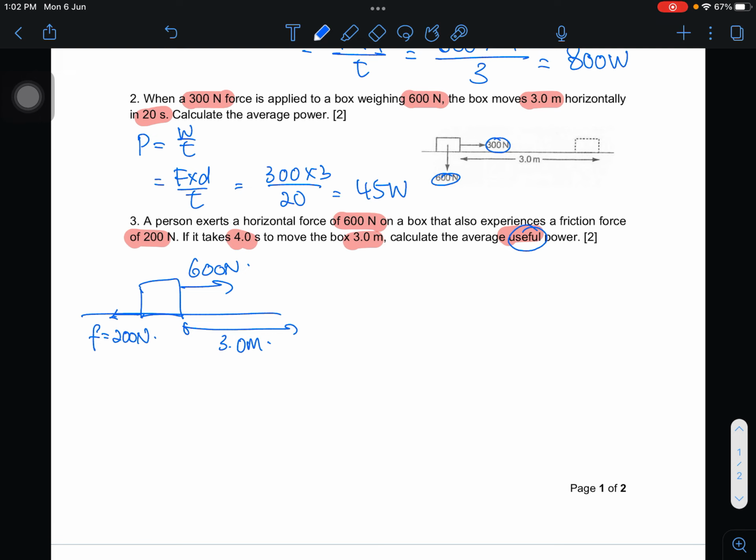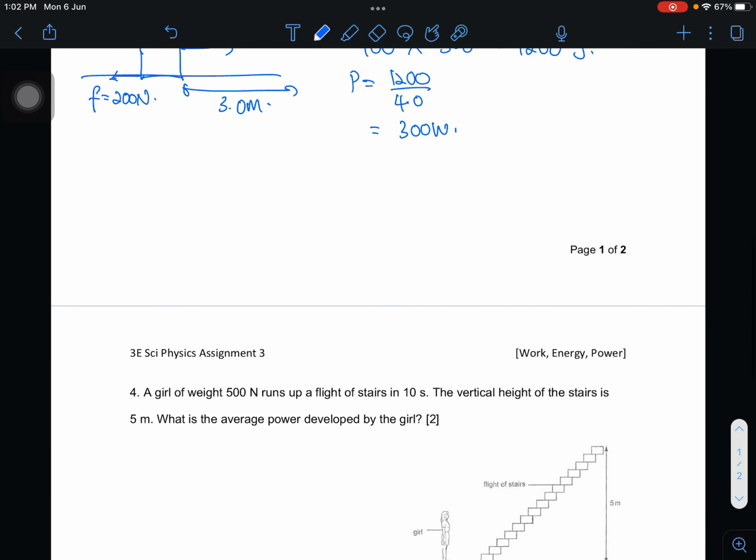So what we can do is 400 multiplied by 3. Okay, 1200 joule. So what is the power? 1200 divided by 4 seconds. Answer is 300 watt. Right? Okay. So let's move on to the next question.